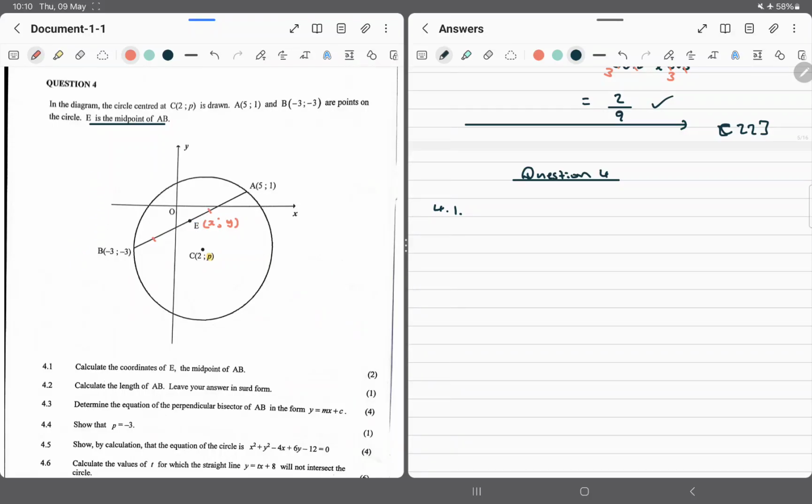Alright, let's go, guys. What is the story now? Calculate the coordinates of E, the midpoint of AB. That's easy. E is the point where x at A plus x at B over 2, and y at A plus y at B over 2.